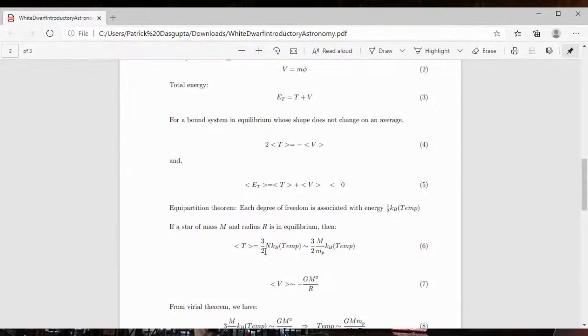And what is the total number of particles? If the total mass is M for the system, then M divided by the proton mass, since the electron's mass is negligible compared to the proton mass. So total mass divided by proton mass will give you the number of particles. Hence, the average kinetic energy is simply given by 3 by 2, total mass of the star divided by proton mass, times Boltzmann constant times temperature.